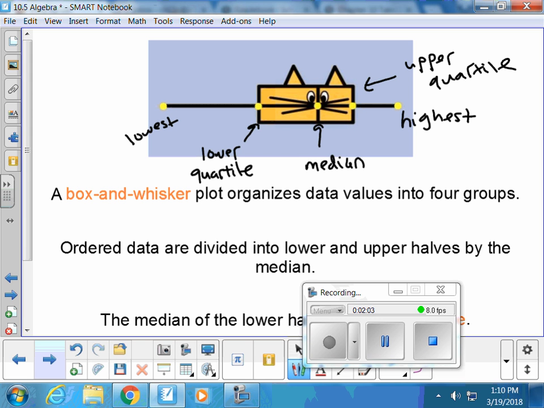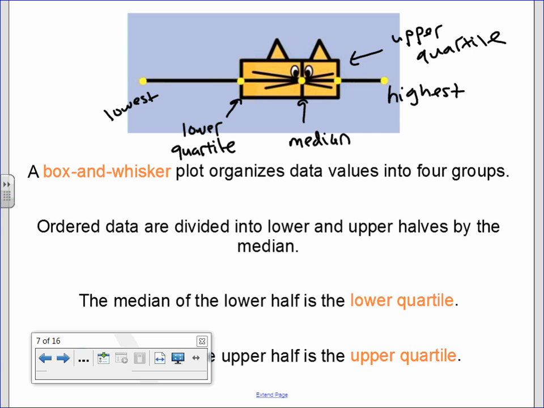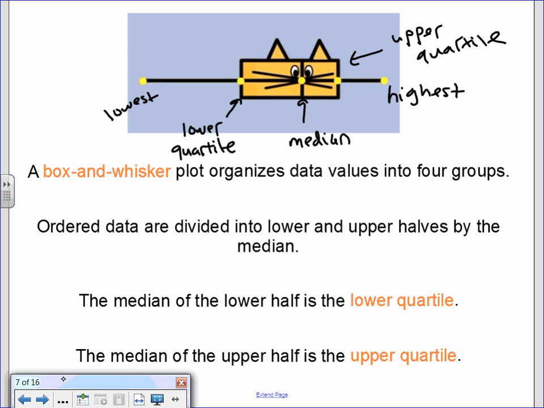It says the ordered data are divided into lower and upper halves by the median. The median of the lower half is the lower quartile, and the median of the upper half is the upper quartile. So there's a lot of information here. Maybe you could just draw the picture and label everything and not write down what I have written on the bottom.